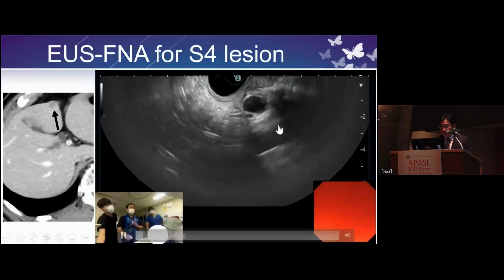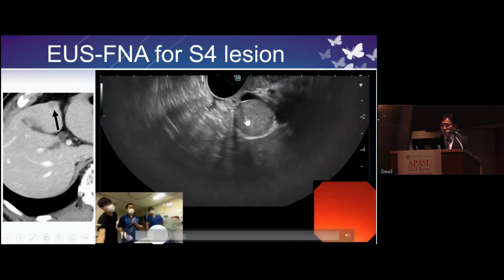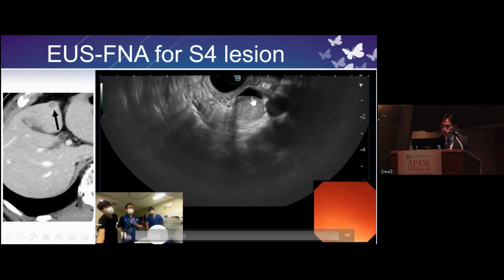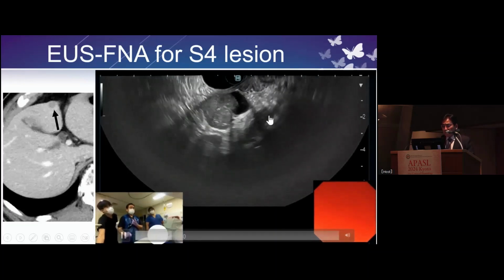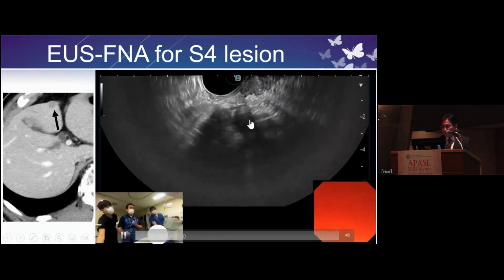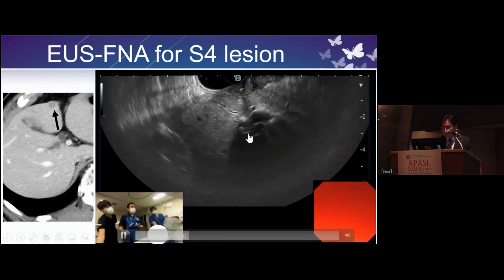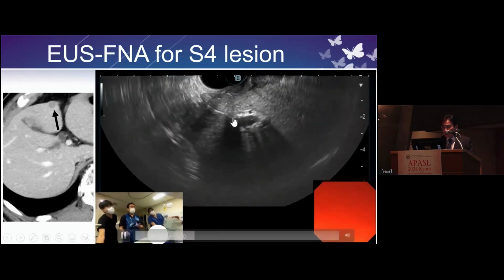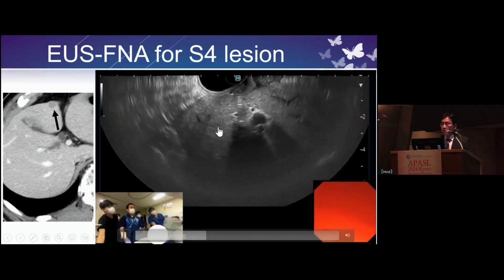So at first, I insert the scope from D2 and pull back the scope. Now short position. This is a cystic duct tumor. Here is the CBD. I follow the CBD, pull the scope here, and here is the left hepatic duct, and we can see the portal vein here. Around here is segment 4. You can see the segment 4 region.